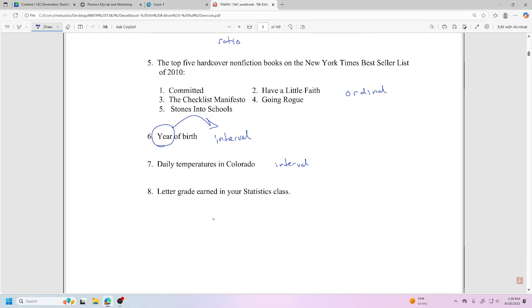So letter grade earned in your class. I'm thinking nominal. If you don't mind, I have to go and check. I put ordinal question mark. So yeah, I'm thinking nominal because it is just a name, right? But let's talk about ordinal for a second. What if there was a ranking to it? Because clearly A is better than B is better than C, right? As we keep going, because y'all aren't going to D or F this class. Y'all are all going to pass.